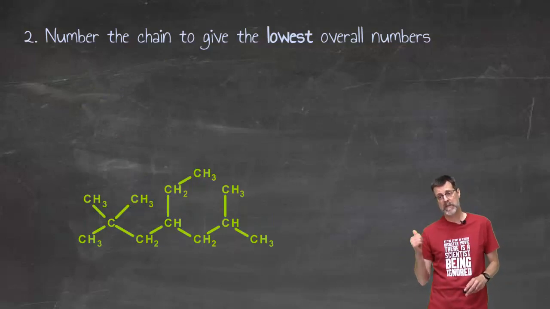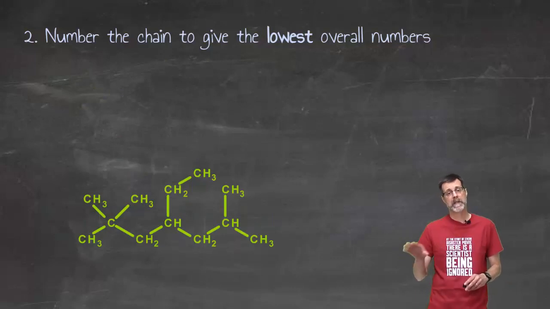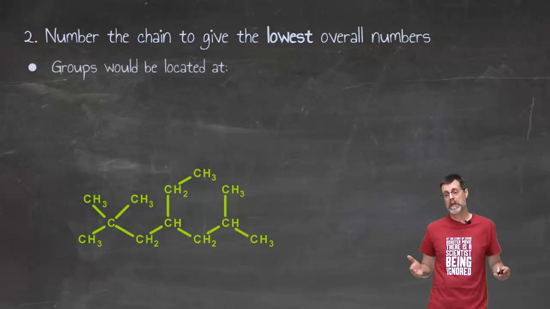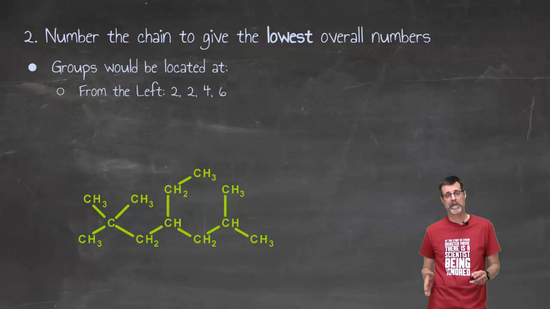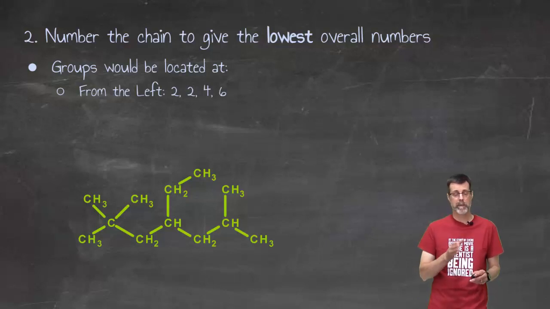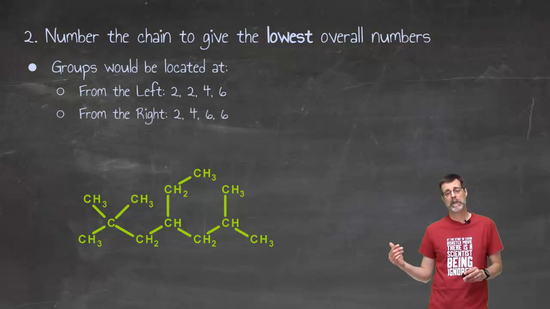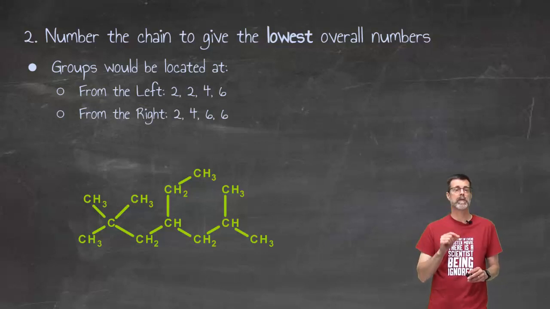Okay, how about this one? You should pause it and take a look at yourself and make a prediction. But for me, if I count this from left to right, I have groups sitting at carbon number 2, another group at carbon number 2, carbon number 4, and carbon number 6. If I number it from the right, I would have my groups at carbon number 2, 4, 6, and another one at 6.